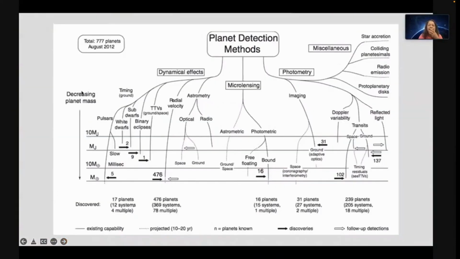So what are the different planet detection methods? There are many different planet detection methods. It's an old plot, this is 2012, but this very well describes the different methods which are used, from dynamical effects, timing techniques, microlensing, photometry, miscellaneous. I'll be talking about each of them in more detail, but obviously there's a difference in the kind of sample or the kind of exoplanets you detect using different methods.